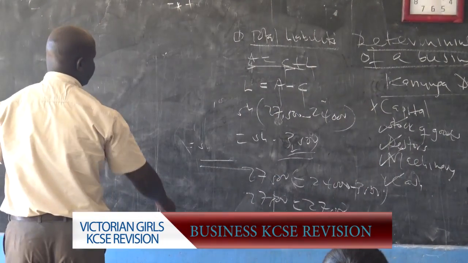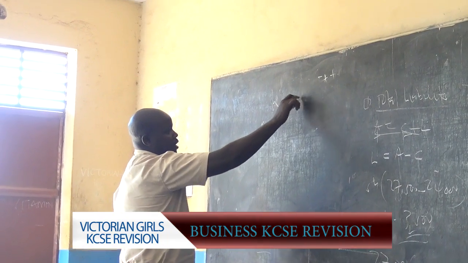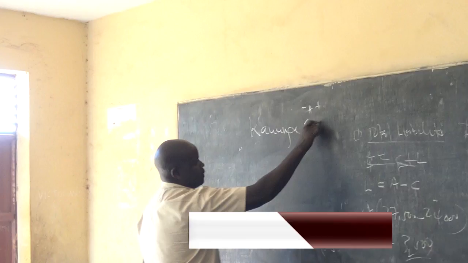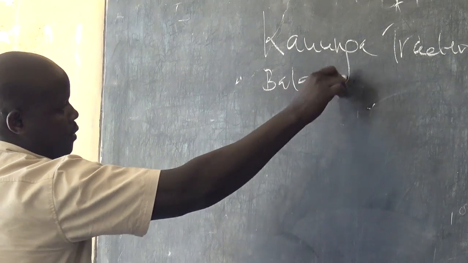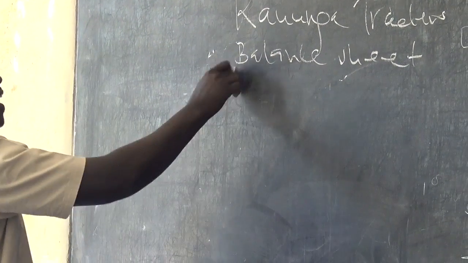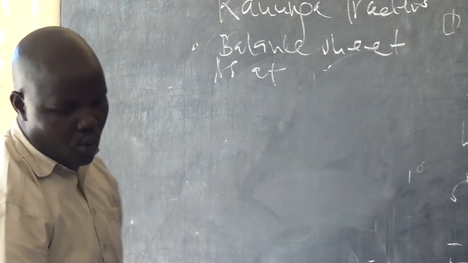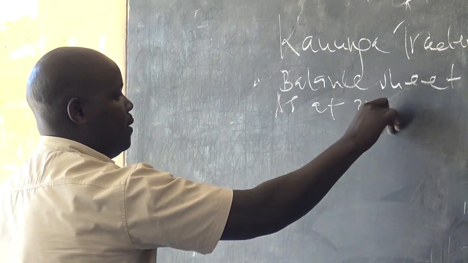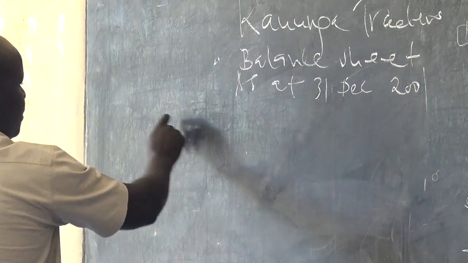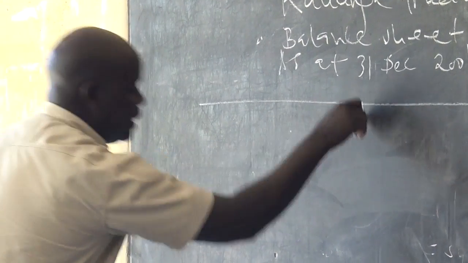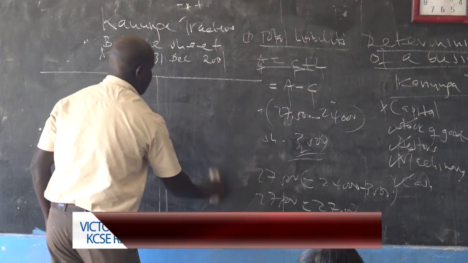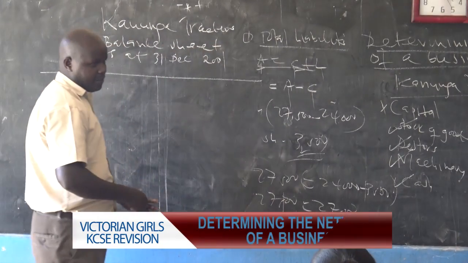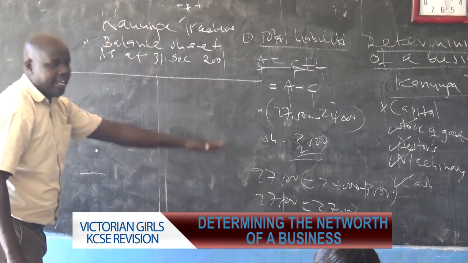So in this case, we say Kanunga Trace House, balance sheet, as at 31st December 2001. When you put the date, you use what the question told you. This one is called the T format, so as not to confuse it with the other account. This one is not a financial account, so it doesn't have DR and CR.